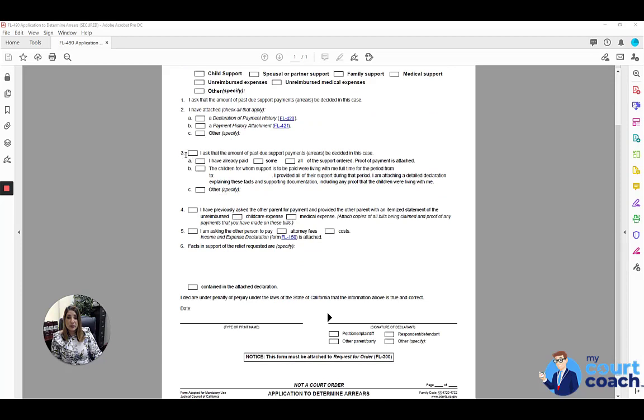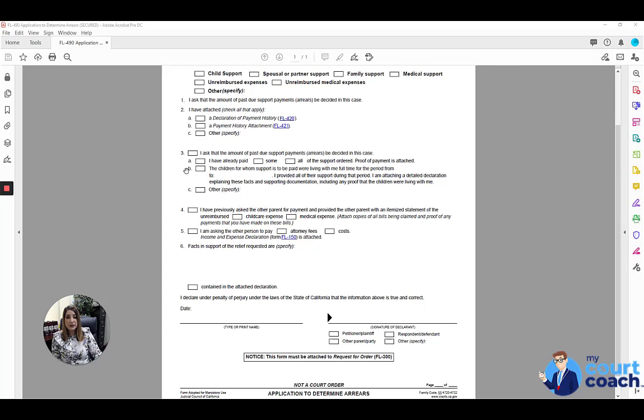Next, you're going to mark item 3 that you're asking the court to determine the past due support payments in this case. If you have already paid some or all of them, you want to indicate that in 3A and provide your proof of payment attached. This is particularly important if perhaps you've received a notice of delinquency from the other parent and you want to dispute what they are alleging is owed.